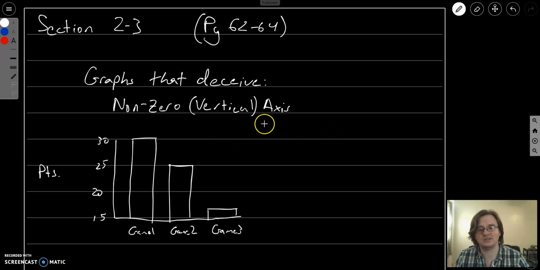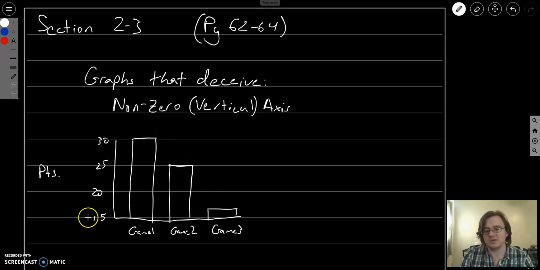So one typical way that graphs can be built to deceive, like hiding some information, is when graphs are built with a non-zero vertical axis. For instance, maybe we're playing a game and we record how many points we score in each game. So game 1, game 2, game 3, and we see this and we go, oh, game 3 I scored barely any points compared to game 1 and game 2. This looks like it's about 1/6 of the height of game 1.